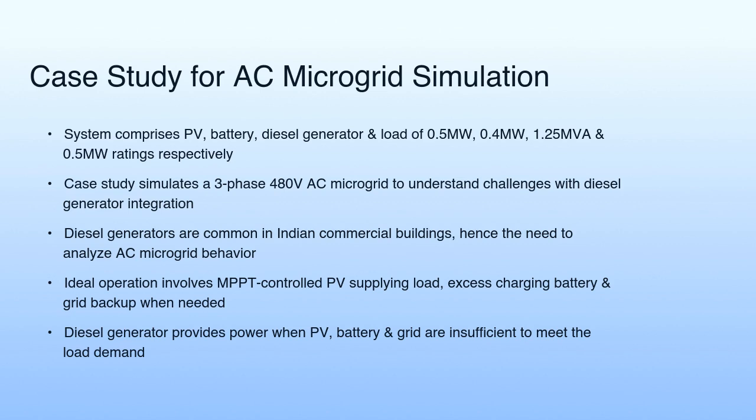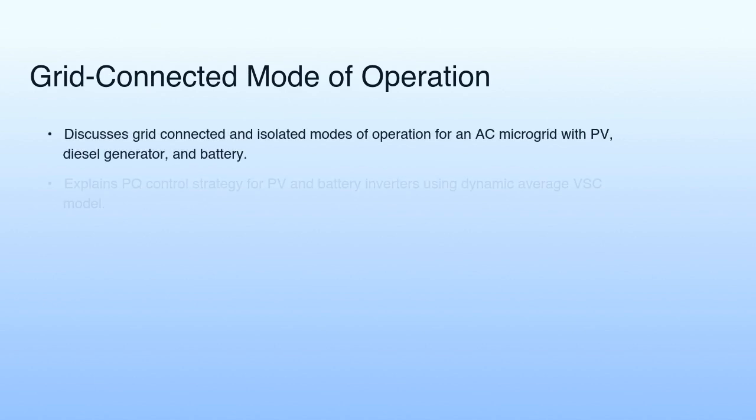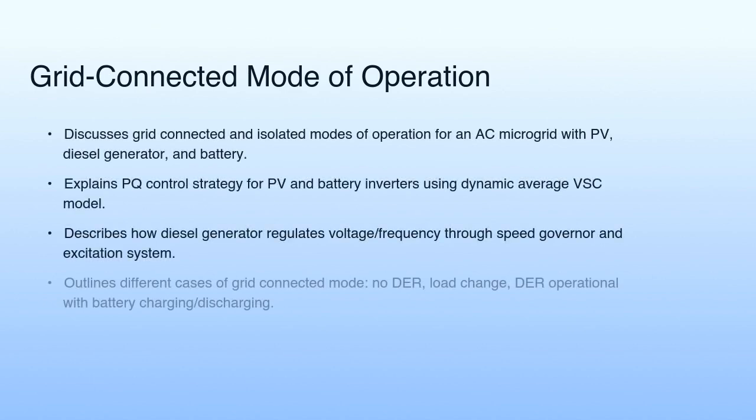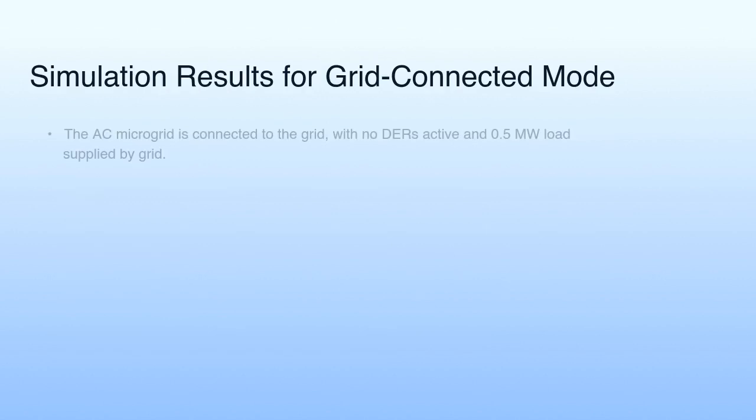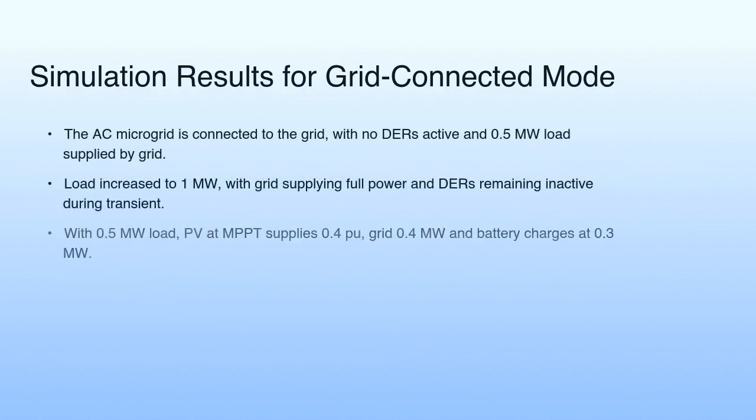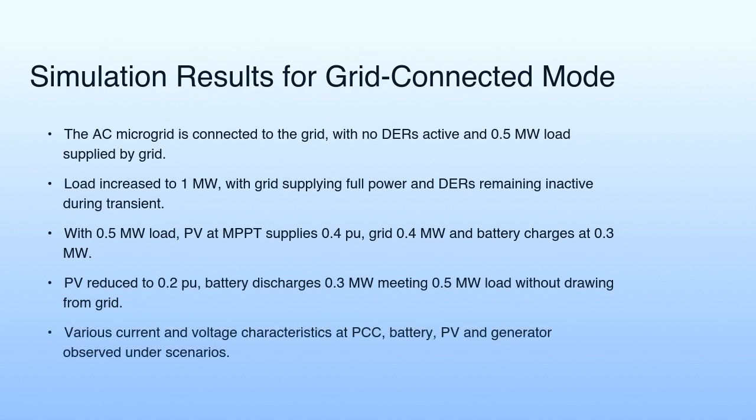microgrid. In grid-connected mode, we examine different scenarios, including the operation of PV and battery inverters using PQ control, the role of the diesel generator in regulating voltage and frequency under load changes, and the charging and discharging of batteries. The simulation results for grid-connected mode illustrate various cases, such as the grid supplying the entire load when DERs are inactive, PV and battery operation during load changes, and the contribution of each component to meet the demand.